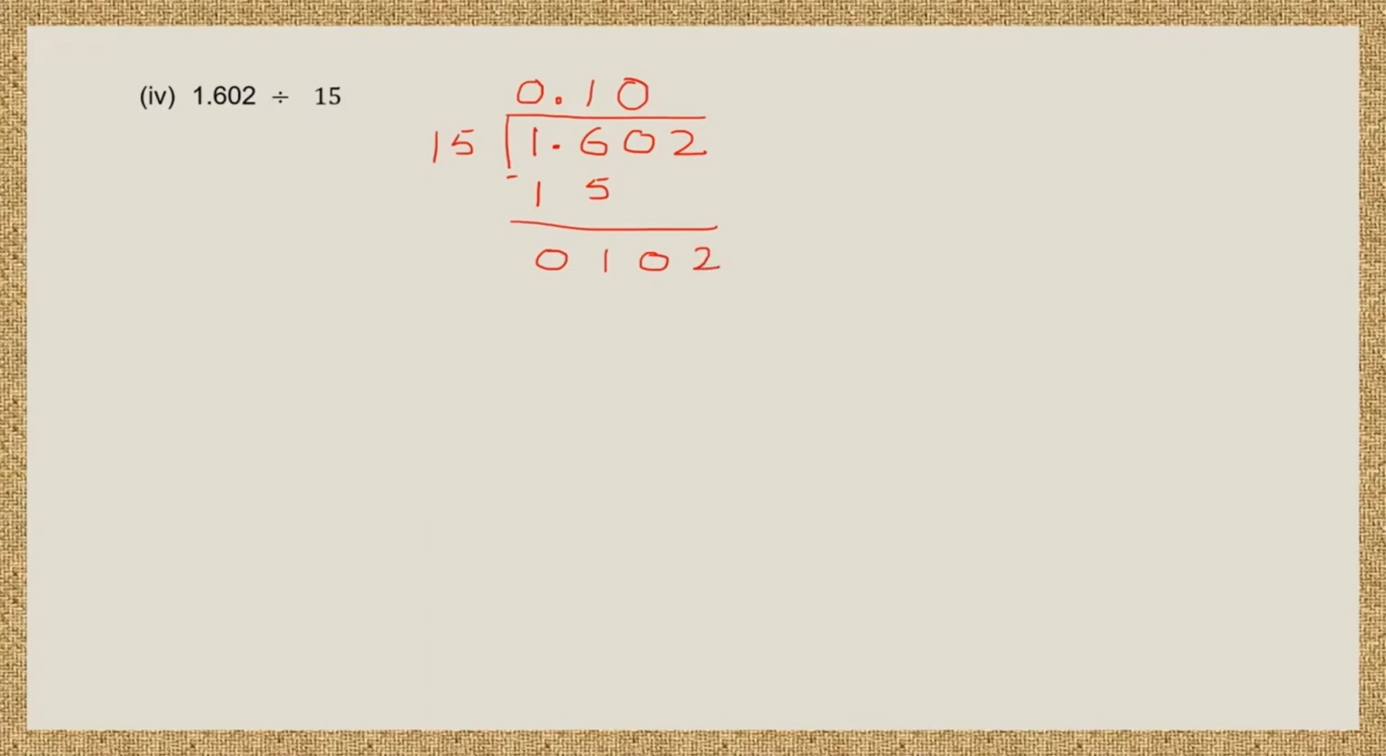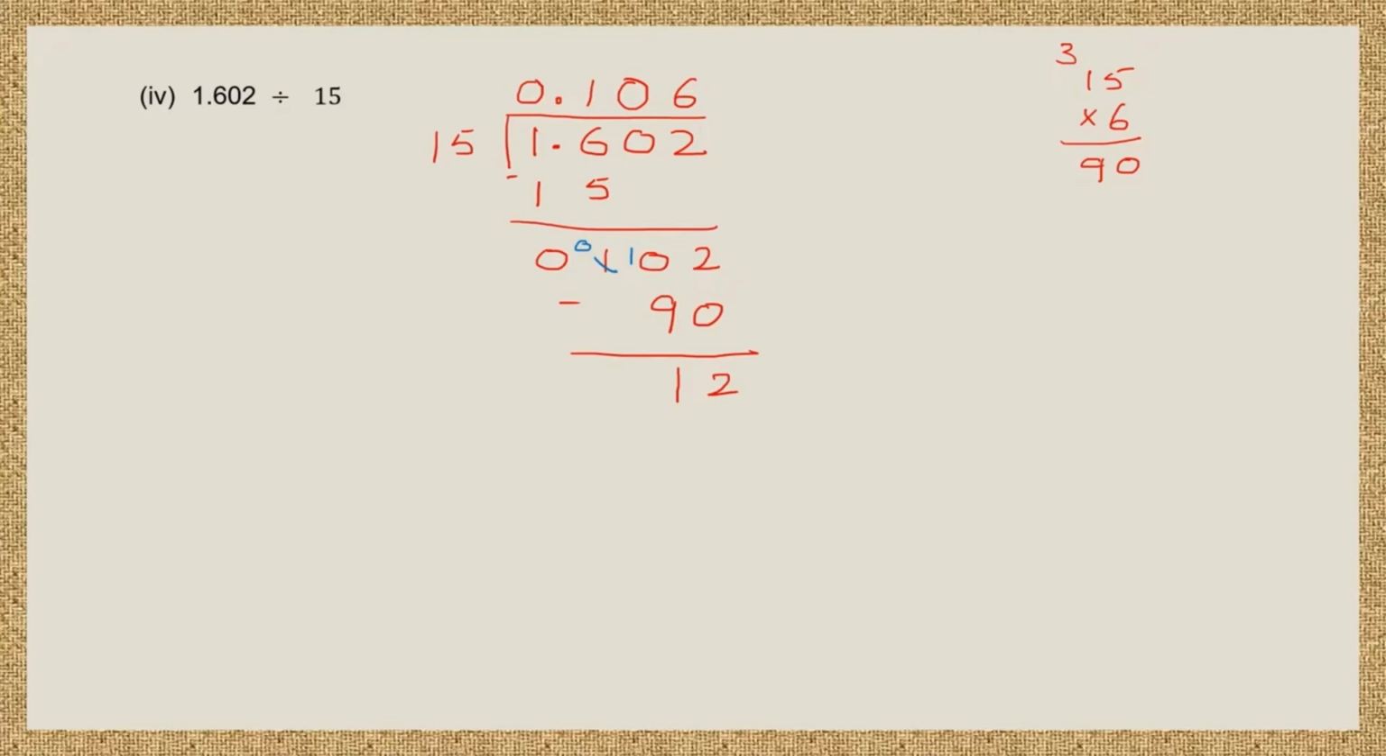Now I need to get a number close to 102. So let's try 15 into 6. Okay, 6 fives are 30, carry 3. 6 ones are 6, 7, 8, 9. Yes, I can use this. So 15 sixes are 90, minus. 2 minus 0 is 2. 10 minus 9 I cannot do. 0 minus 9 I cannot do. So I'm borrowing and making it 10. Now I can do. 10 minus 9 is 1. Now I have a remainder 12.